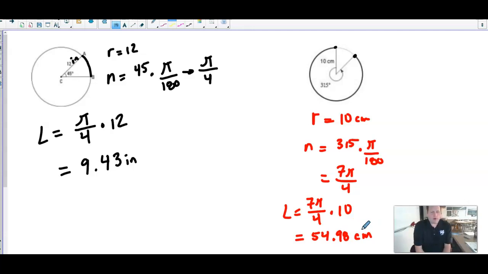Okay, so that's arc length. Know how to find arc length for that.